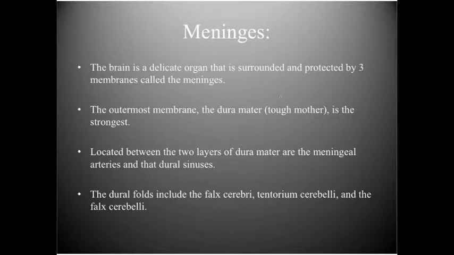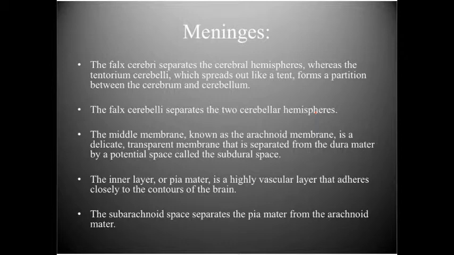The outermost membrane is the dura mater, which means tough mother, and it is the strongest layer. Located between the two layers of the dura mater are the meningeal arteries and the dural sinuses. The dural folds include the falx cerebri, tentorium cerebelli, and the falx cerebelli. The falx cerebri separates the cerebral hemispheres, whereas the tentorium cerebelli, which spreads out like a tent, forms a partition between the cerebrum and the cerebellum.